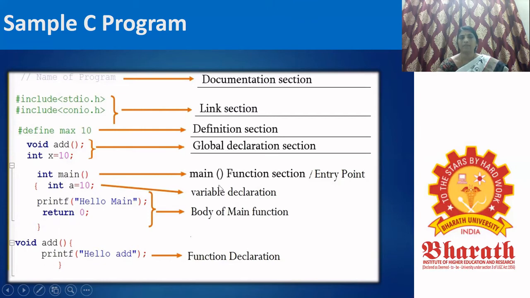And then next comes the int main function, which is the entry point of the C program. So we have int main, the variable declaration, and a statement that just does printf hello main, and this is going to be the body of the main function. And the last section is going to be the function section. So we have an extra function add to just print hello add. So these are the various sections that are to be included when we write a C program.